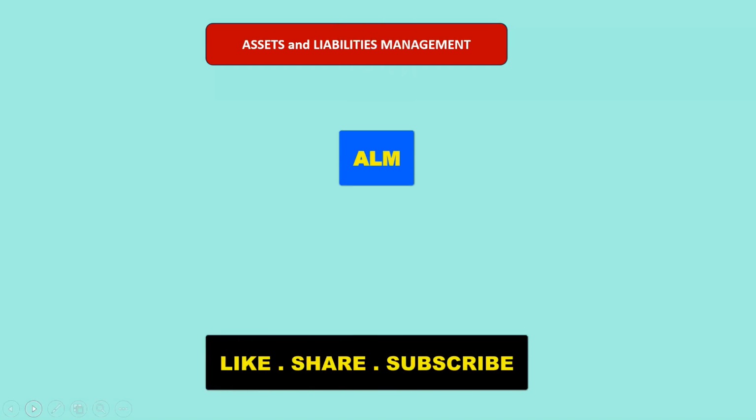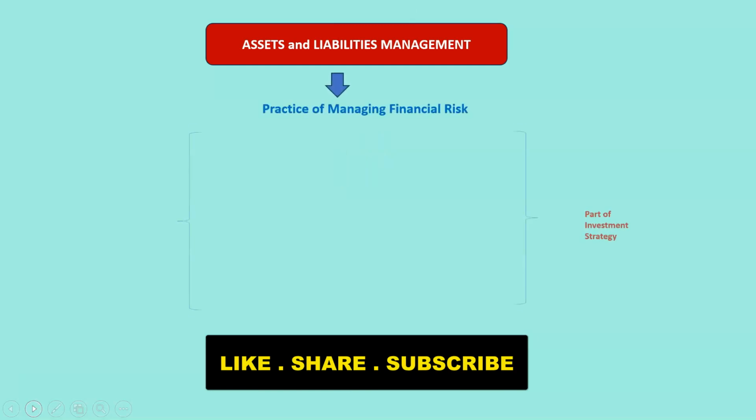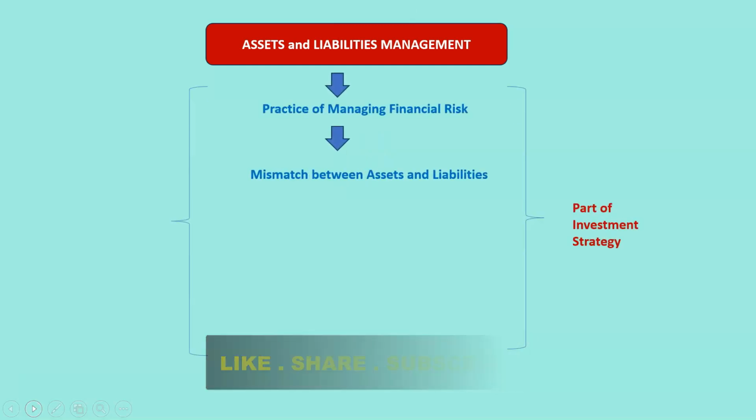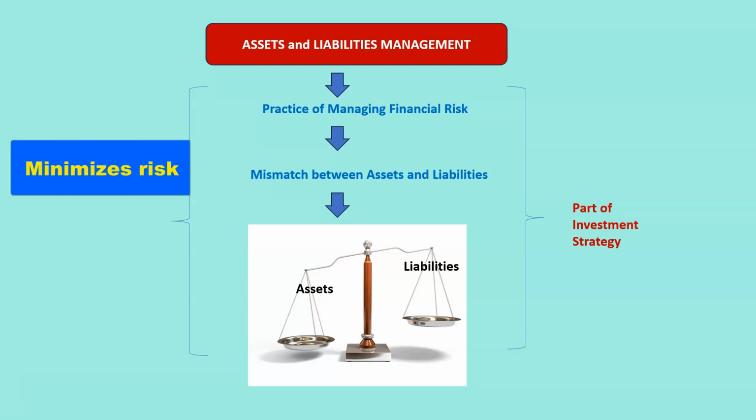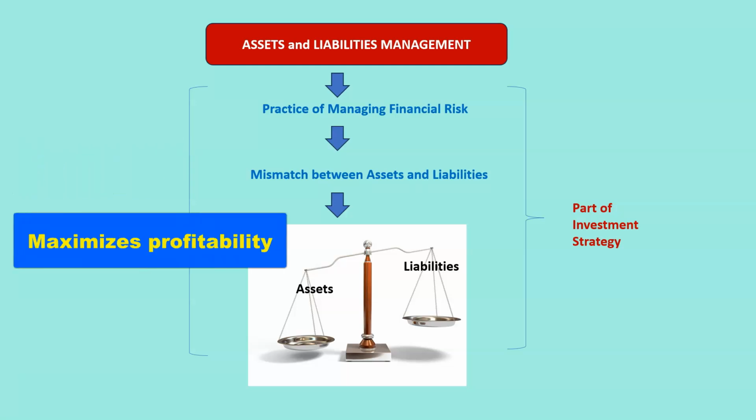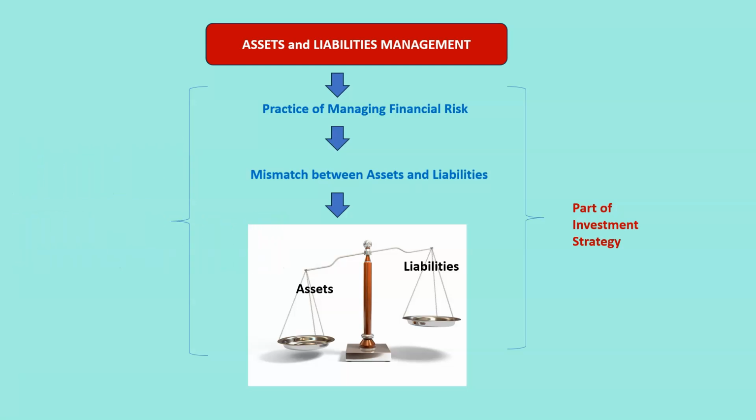Asset liability management, often abbreviated as ALM, is a strategic management process that financial institutions use to manage the risks arising from the mismatch between their assets and liabilities. ALM sits between risk management and strategic planning. This process is particularly crucial for banks, insurance companies, pension funds, and other financial institutions. The primary goal of ALM is to ensure that the organization's assets and liabilities are aligned in a way that minimizes risk and maximizes profitability.